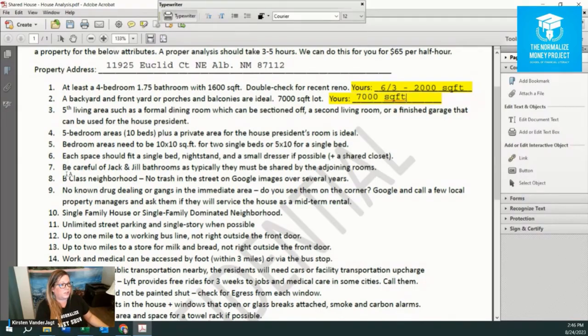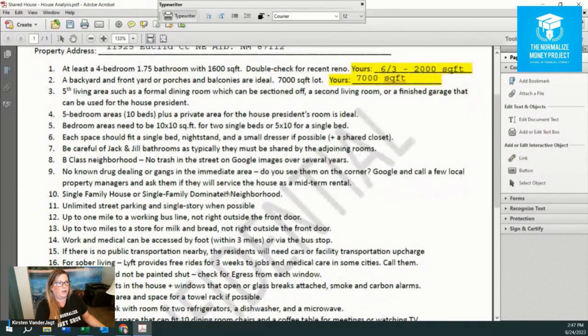Okay, so number 7, be careful of Jack and Jill bathrooms, as typically they must be shared by the adjoining rooms. So if you have a co-ed house and you have a bathroom in the middle of the house and then the 2 bedrooms there, that bathroom would be assigned to the adjacent rooms. Codes will not allow for people to walk through a bedroom to get to a bathroom. Now, even if it was all men or all women in a house, you still can't have people walking through their bedroom. They usually lock their doors unless it's sober living.